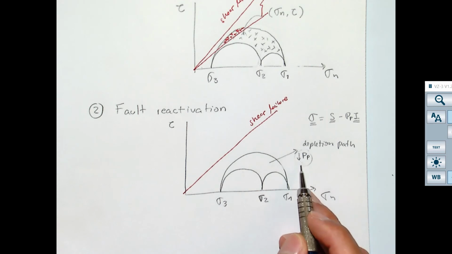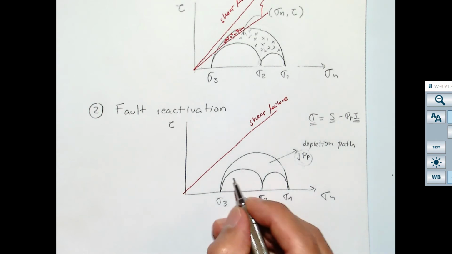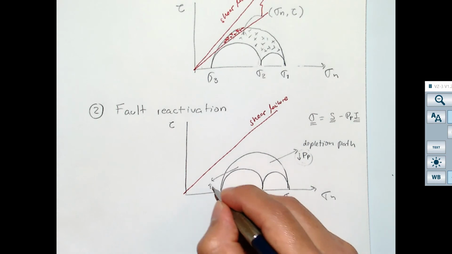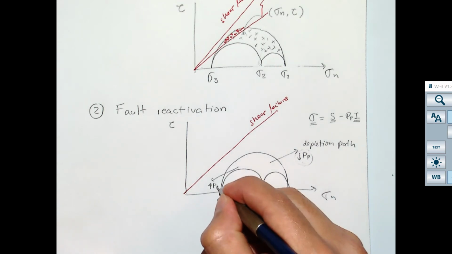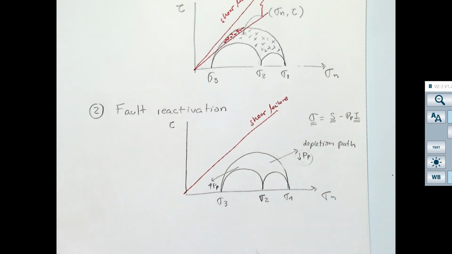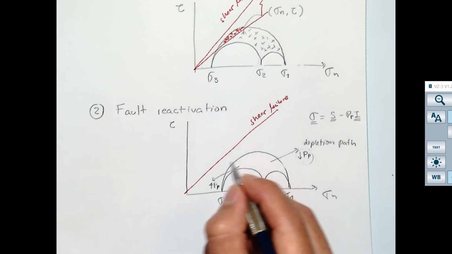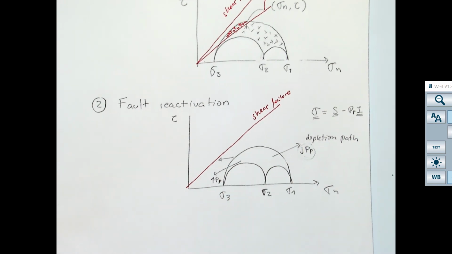But okay, if you decrease the pore pressure, you go through a depletion path. On the other hand, sometimes you may want to increase the pore pressure. Why? Because of pressure maintenance, water flooding, or storing fluids in the subsurface, you may increase the pore pressure. And if you increase the pore pressure too much, you may run into this circle bumping into the shear failure. And when that happens is when you get fault reactivation.